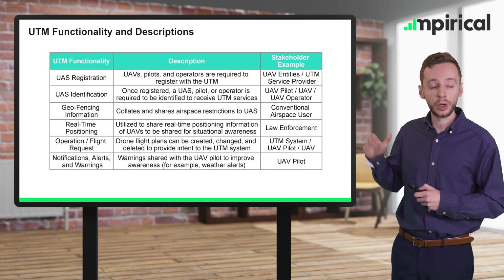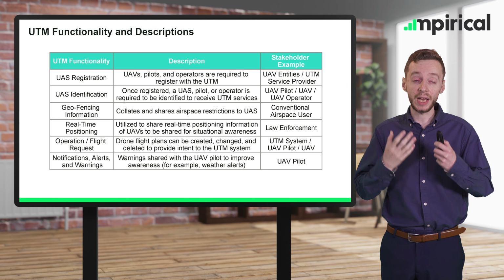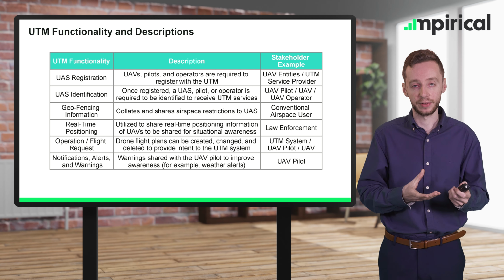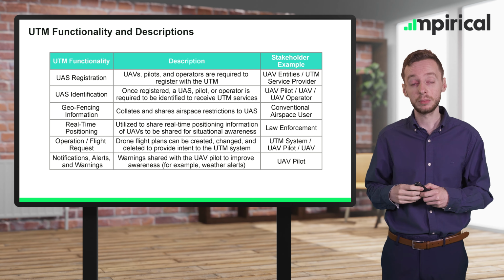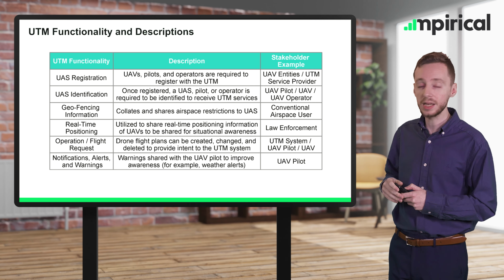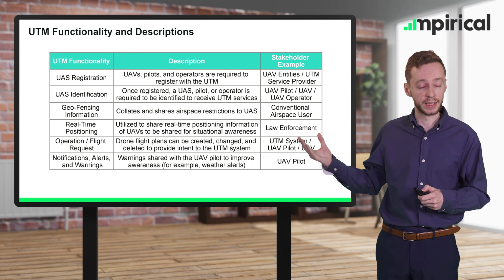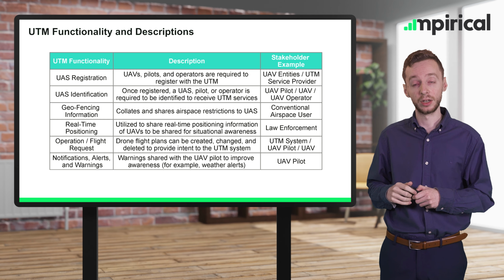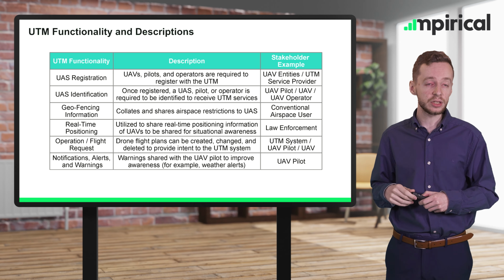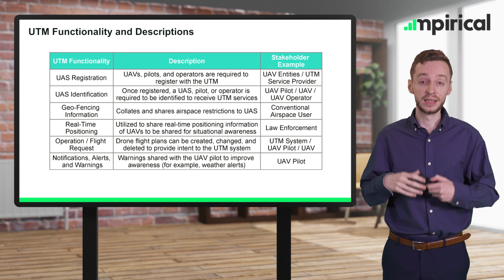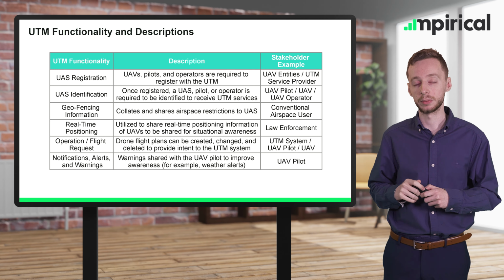Next, we've got operation and flight requests. So drone flight plans can actually be created and sent to the UTM in order to specify this is the exact path which is being taken. And this can be used primarily for autonomous drones. So we can see here that this can be stored at the UTM, it can be queried at the UTM, it can be adapted at the UTM, and also be deleted. So essentially what we're doing is we're providing intent to the UTM system, specifying this is the specific path we want to be following.